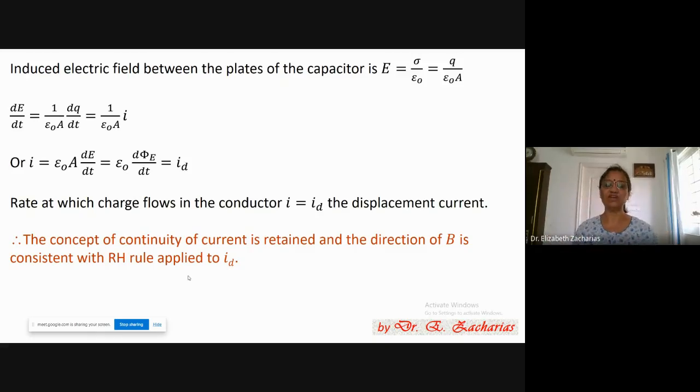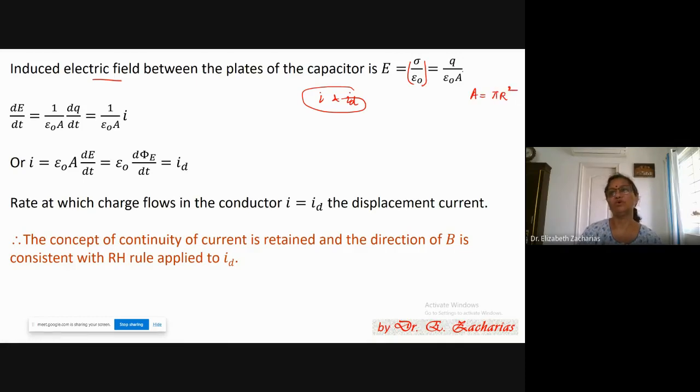Now, what is this relationship between I and ID, conduction current and displacement current? What is the relationship? Let us see. For that, let us first talk about the induced field between the plates. This I already told you: sigma by epsilon naught, which is Q by A into 1 by epsilon naught, where A is the area of the plate, A is pi capital R square.